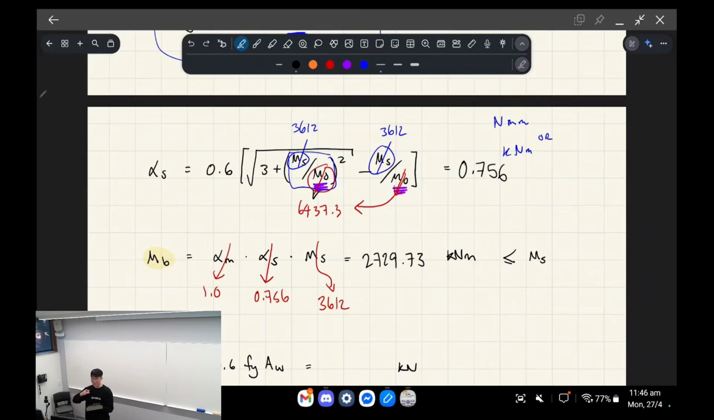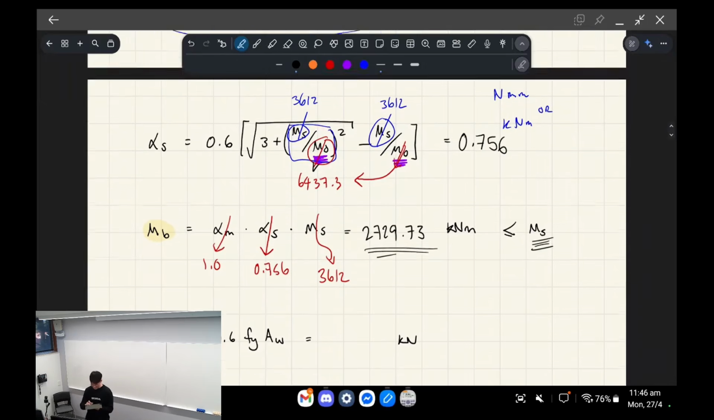The section capacity is basically like a glass of water. The size of the glass, or how much water it can hold, is Ms, and Mb is how much water you actually pour into it. So you can't pour more water than the glass can carry. Do you get what I'm saying? Yeah. Okay.